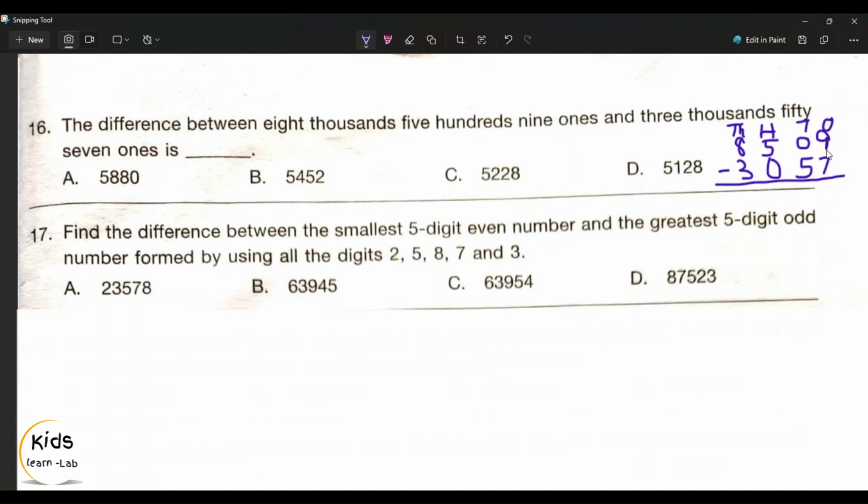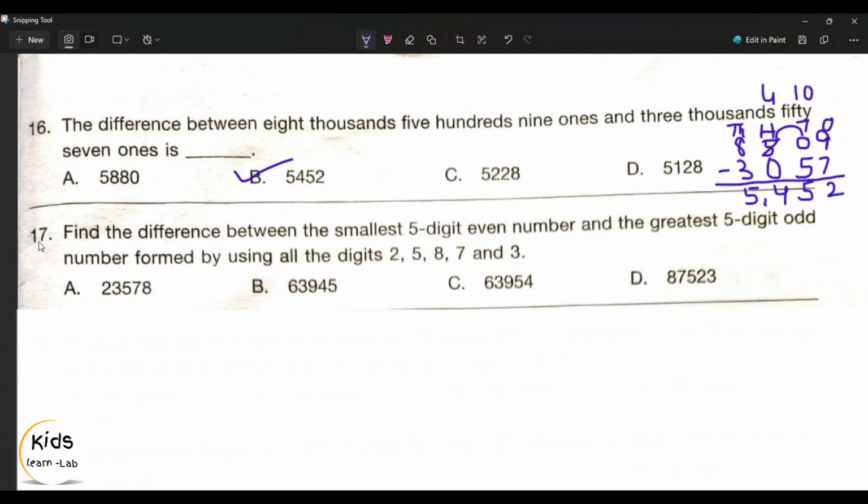So 9 minus 7 is 2. 0 minus 5 will not go, so take a borrow. It becomes 10. 10 minus 5 is 5. 1 went borrow over here, so it becomes 4. 4 minus 0 is 4. 8 minus 3 is 5. So 5452 is the answer. So option B is the right answer, children.